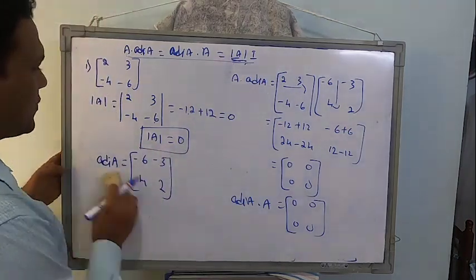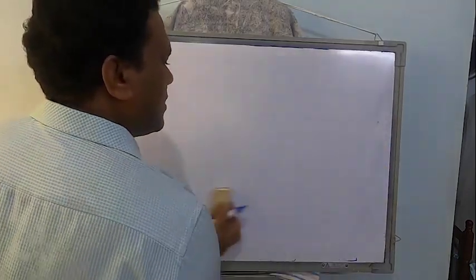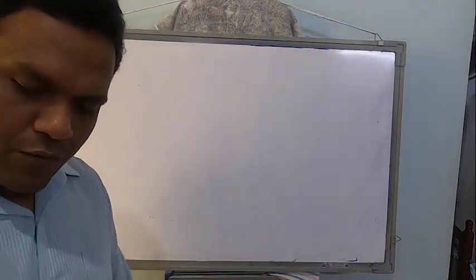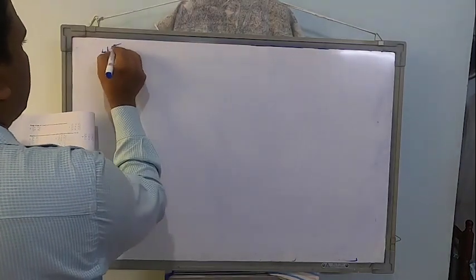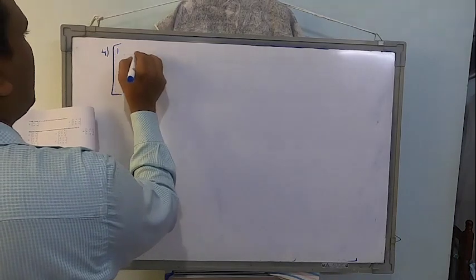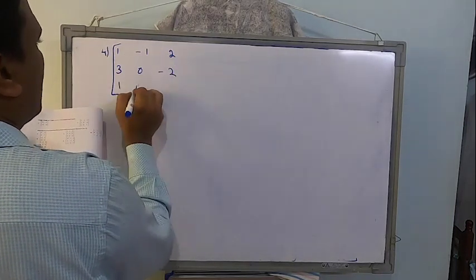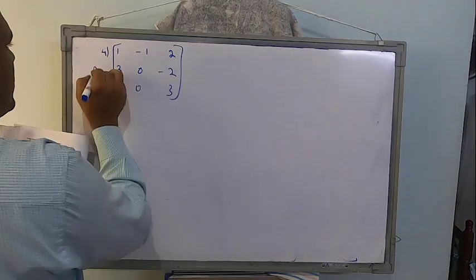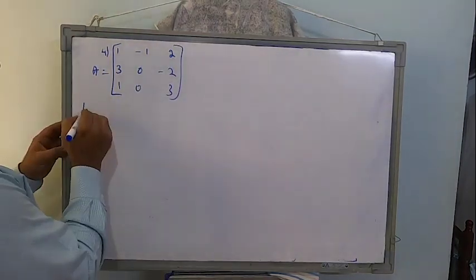Okay, so that's the first one. That's problem number 3. Let's go to problem number 4 now. Problem number 4 is a 3 cross 3 matrix: 1, minus 1, 2; 3, 0, minus 2; 1, 0, 3. So that's the matrix given to us. Let's find out the determinant first.